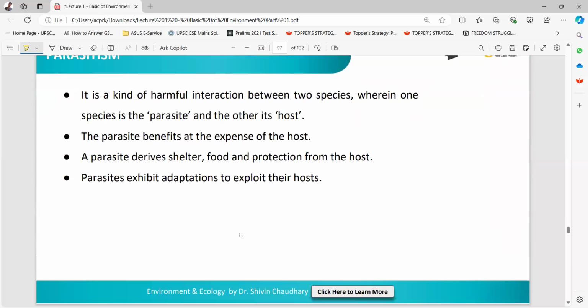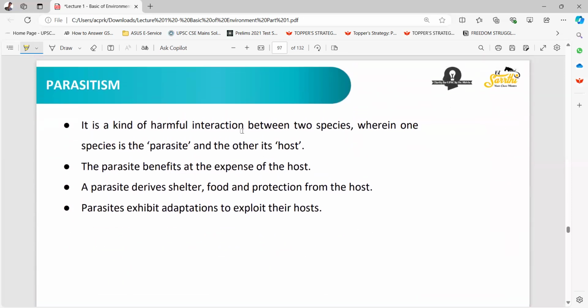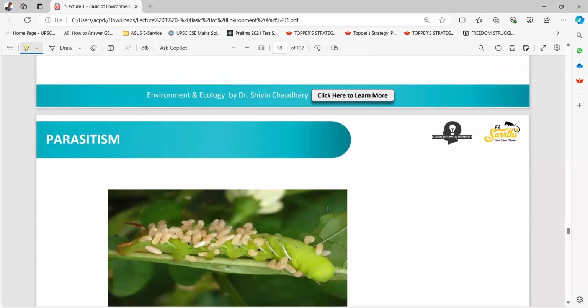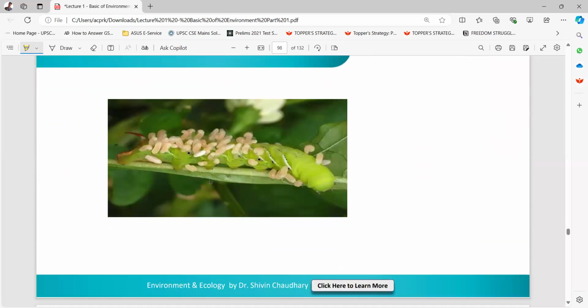Parasitism. It is a kind of harmful interaction between two species wherein one species is the parasite and the other is its host. The parasite benefits at the expense of the host. A parasite derives shelter, food, and protection from the host. Parasites exhibit adaptations to exploit their hosts. Parasitism. Here you can see an example.